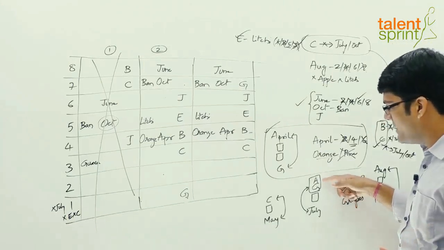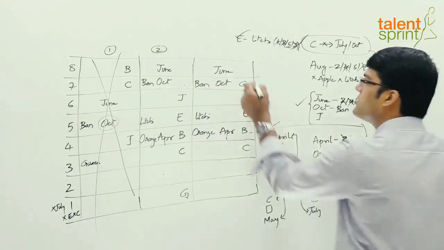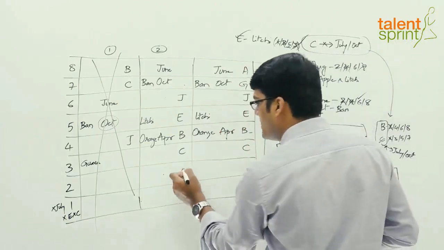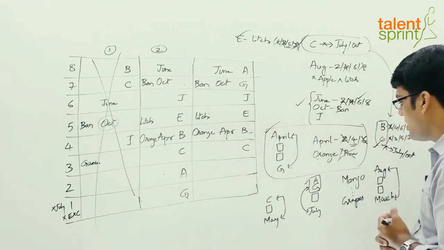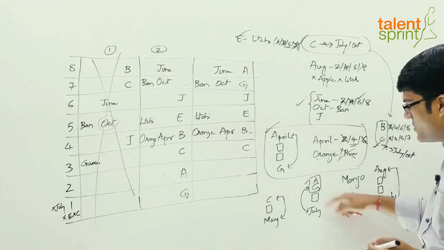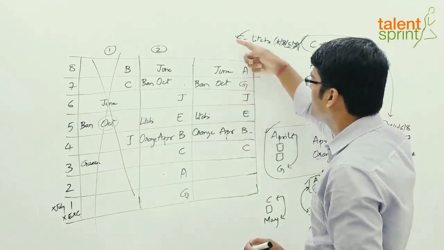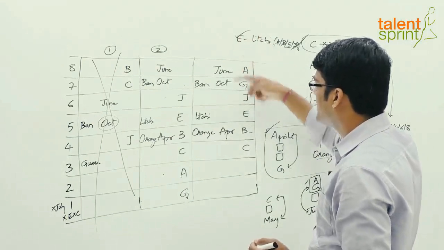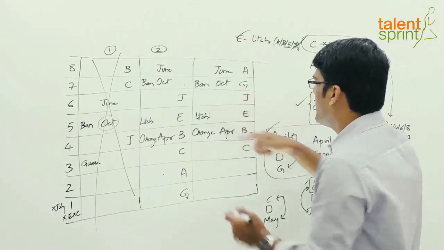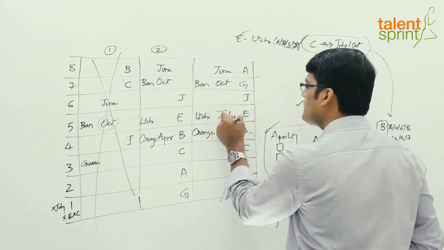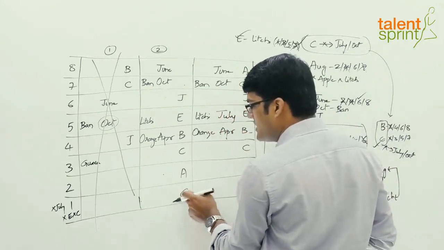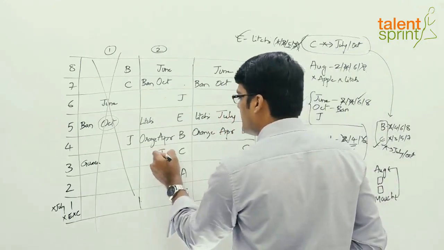We know that A is immediately above G. Use this part. A is immediately above G. So, A comes here, right? What else we know? There's 1 person between G and July. So, G is here, let's say. 1 person between G and July cannot be upwards, right? It has to be downwards. So, G dash July. This should be July. And in this case, there is 1 person between G and July.